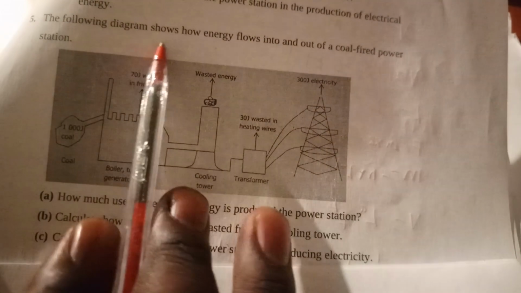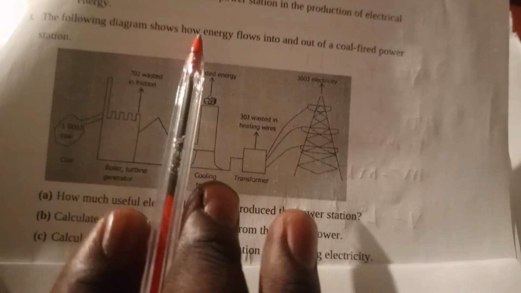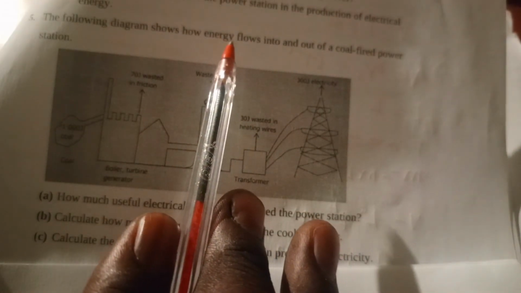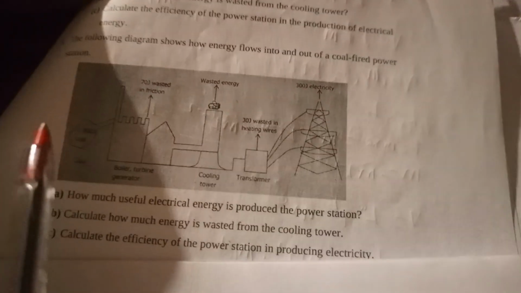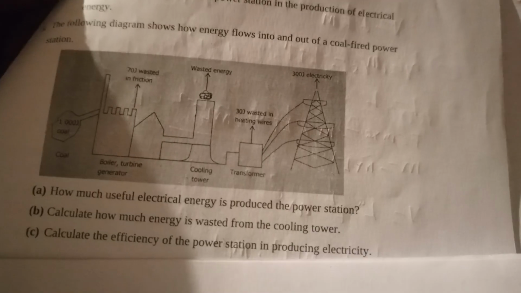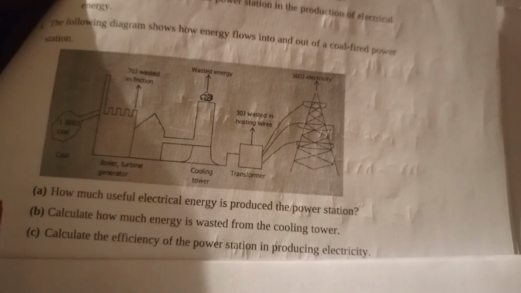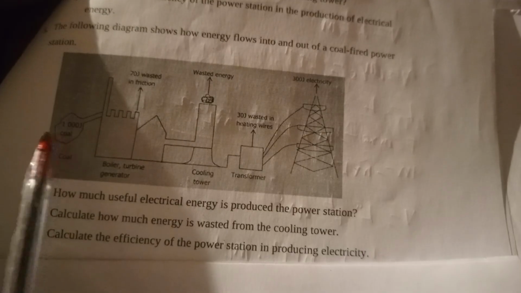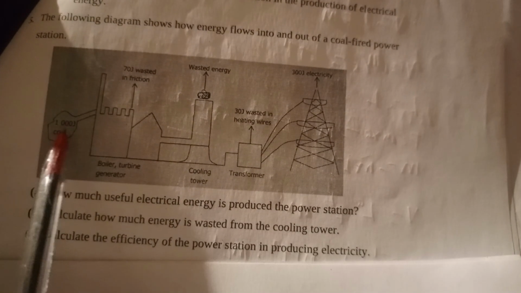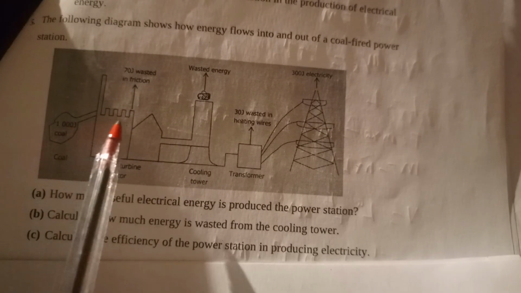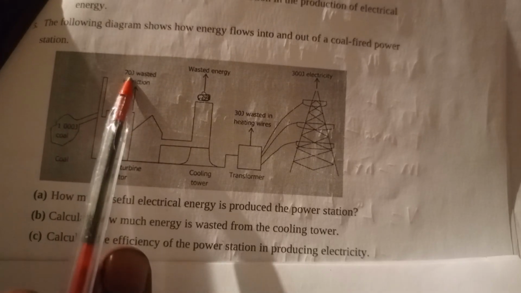The flow diagram shows how energy flows into and out of a coal-fired power station. So this is the coal power station. As you can see here, the input energy is 1000 joules from coal. Then 70 joules is wasted in friction.